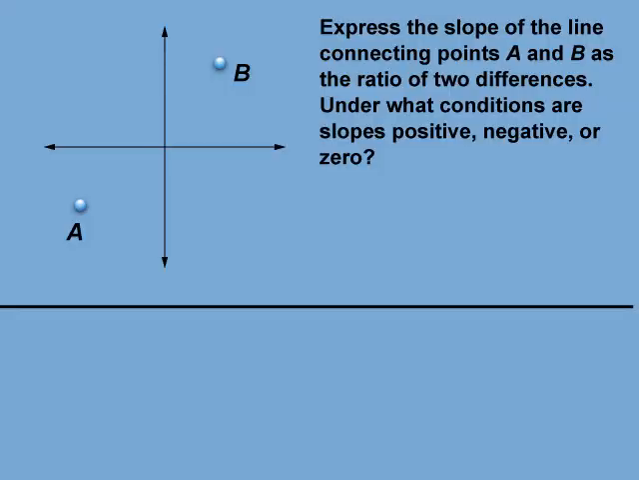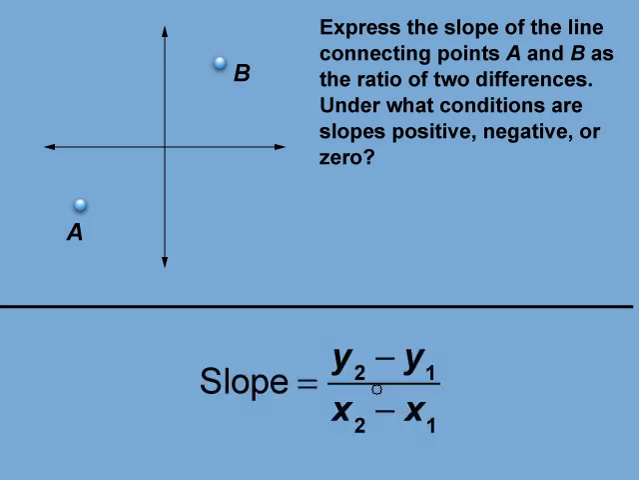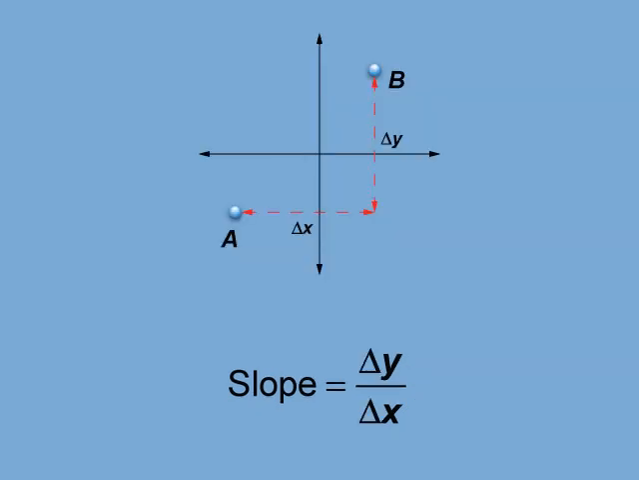Express the slope of the line connecting points A and B as the ratio of 2 differences. Under what conditions are slopes positive, negative, or 0? We know that the slope of the line connecting any 2 points can be found using the slope formula. But in this case, we aren't given the coordinates. So we can use a variation of this formula as shown here.